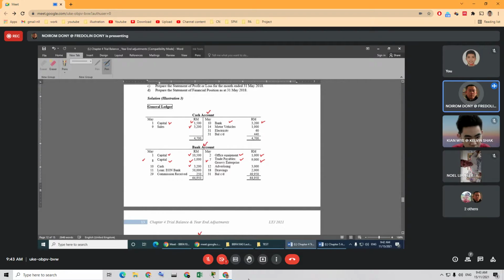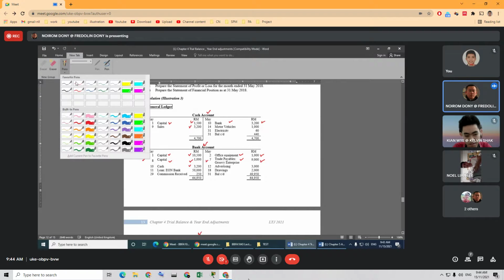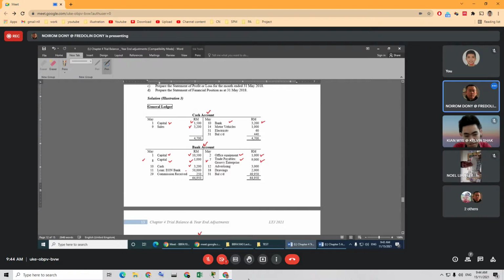On the 11th, obtain a 50,000 bank loan from Eon Bank, which was immediately banked in. So the keywords, like what I've highlighted, are bank loan from bank, and then after that, bank in. So your bank account increases, a debit item increases. So 50,000 we put on the debit side, and then the particular is the loan, Eon Bank.